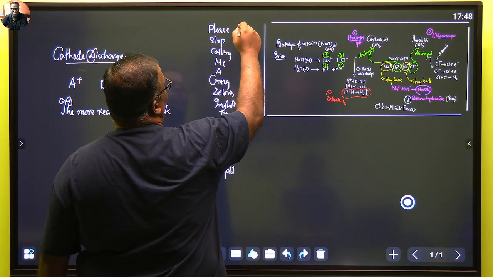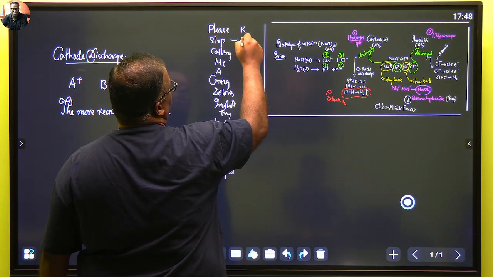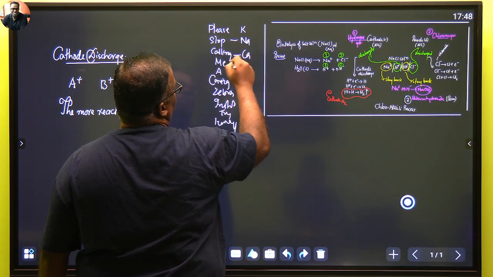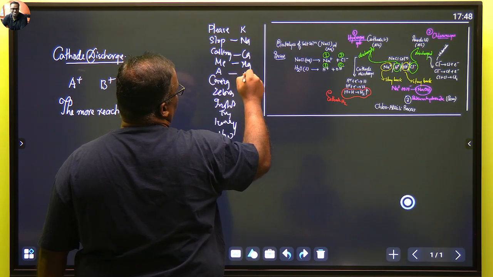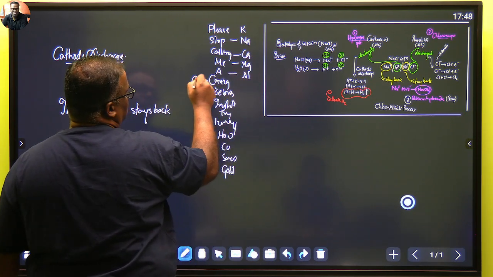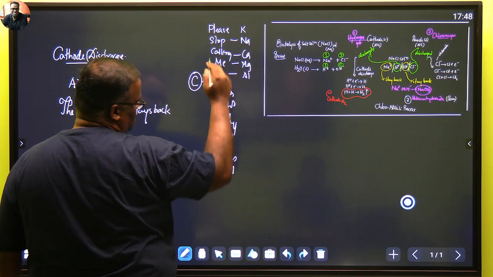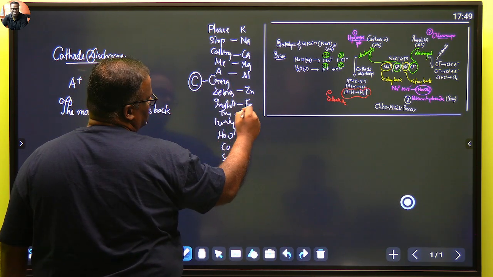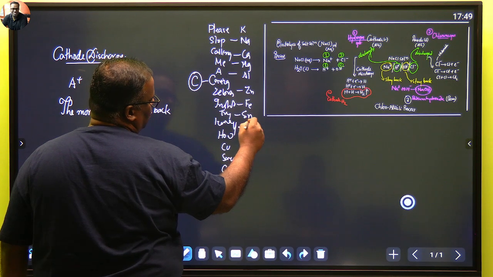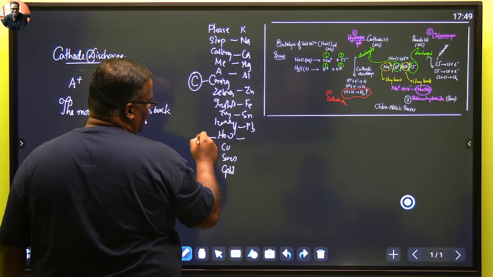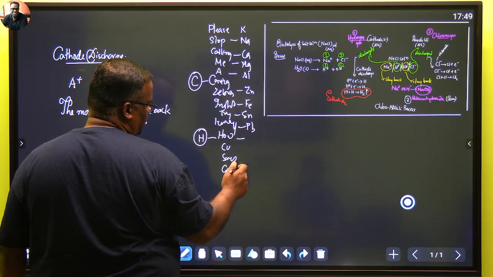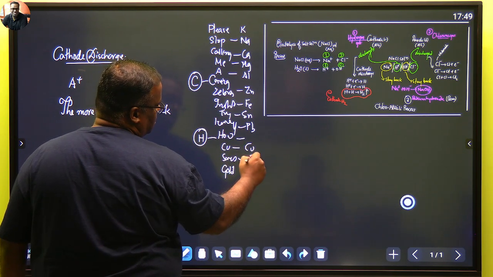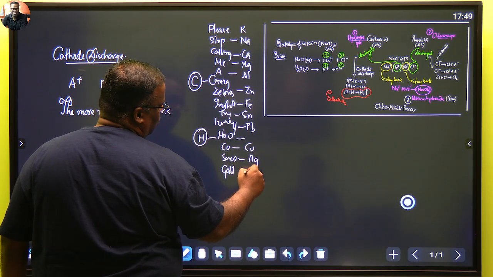P stands for potassium, K; stop, sodium, Na; calling, calcium; Me, magnesium; A, aluminium. This one I'm writing this side because this is a non-metal, carbon. Why I have brought this, that also I'll tell you. Zebra stands for zinc. Instead stands for iron. Tri stands for tin. Learning stands for lead. How? Again, I'm bringing this side because this is a non-metal, hydrogen. Copper is copper, saves silver for argentum, and gold is Au.